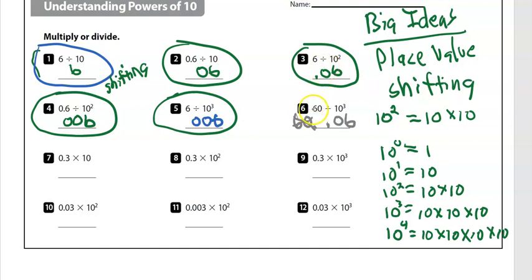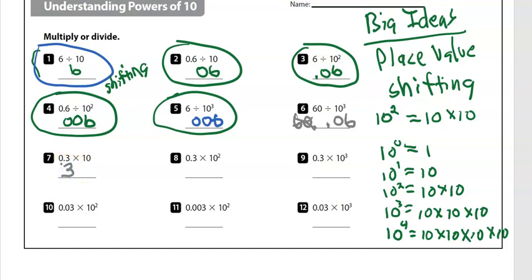Okay. 1, 2, 3. 600ths it should be, okay? Let's go to this one. 3 tenths times 10, so that's times 10. I'm going from the tenths, I'm going over one more space. Let's see, from tenths to ones.